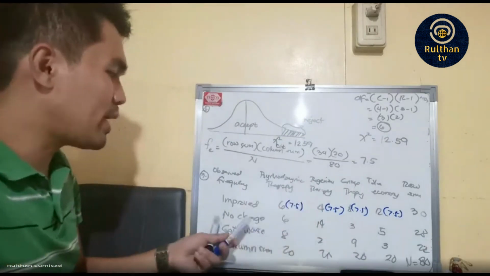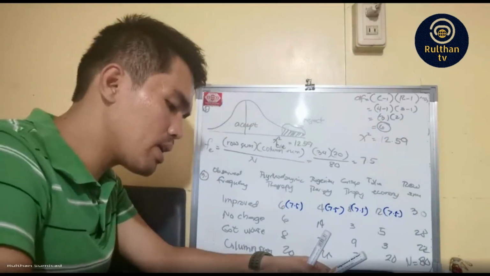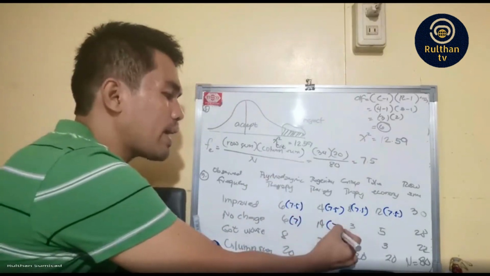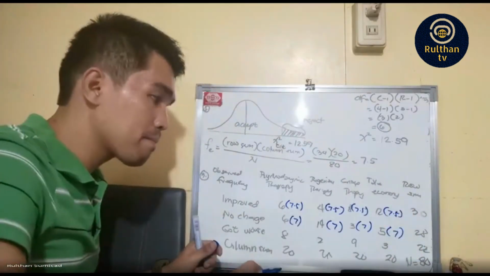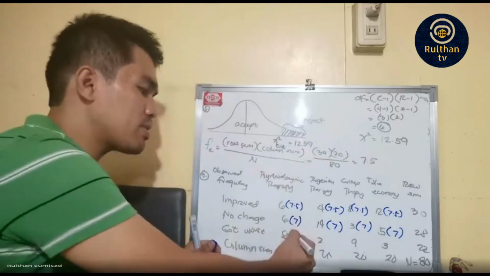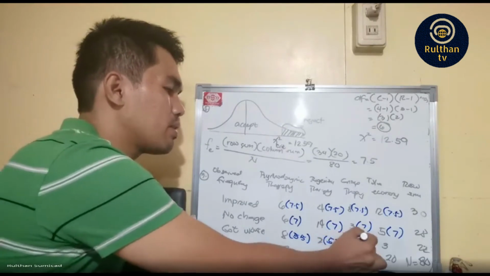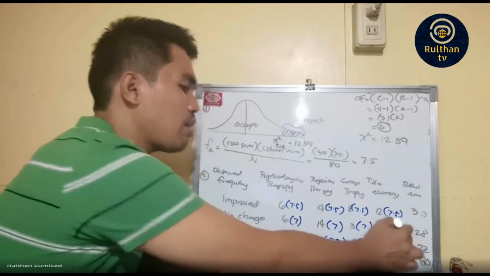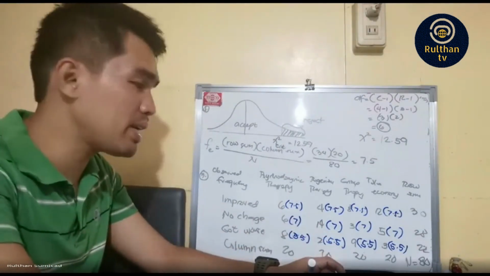Next, we'll do the same for no change. That is 28 times 20 divided by 80. That is 7. So the ones in blue are the expected values. And then that is 22 times 20 divided by 80. We have 5.5. So this is 5.5, 5.5, 5.5, 5.5. Okay, we have already the expected value and then the observed frequency.